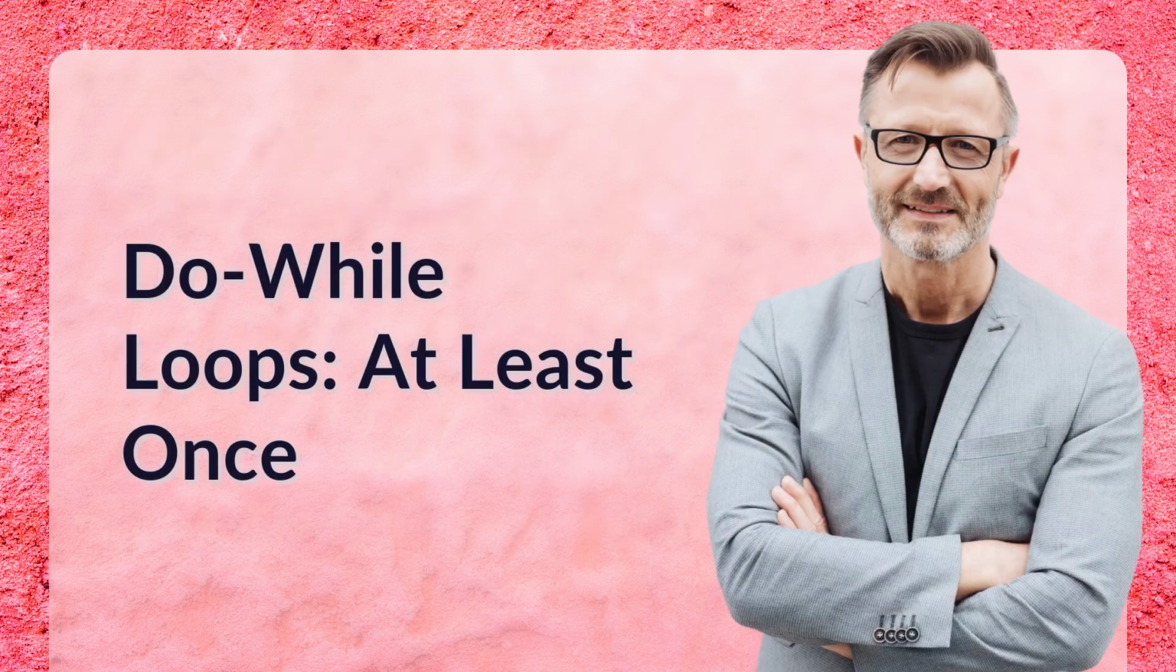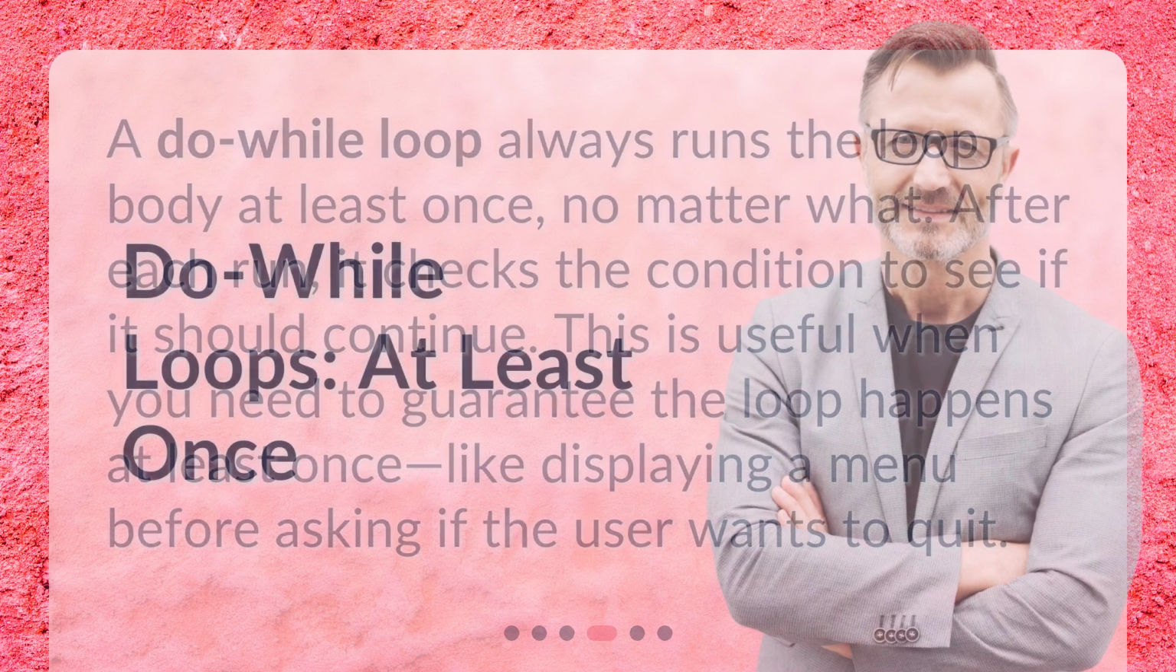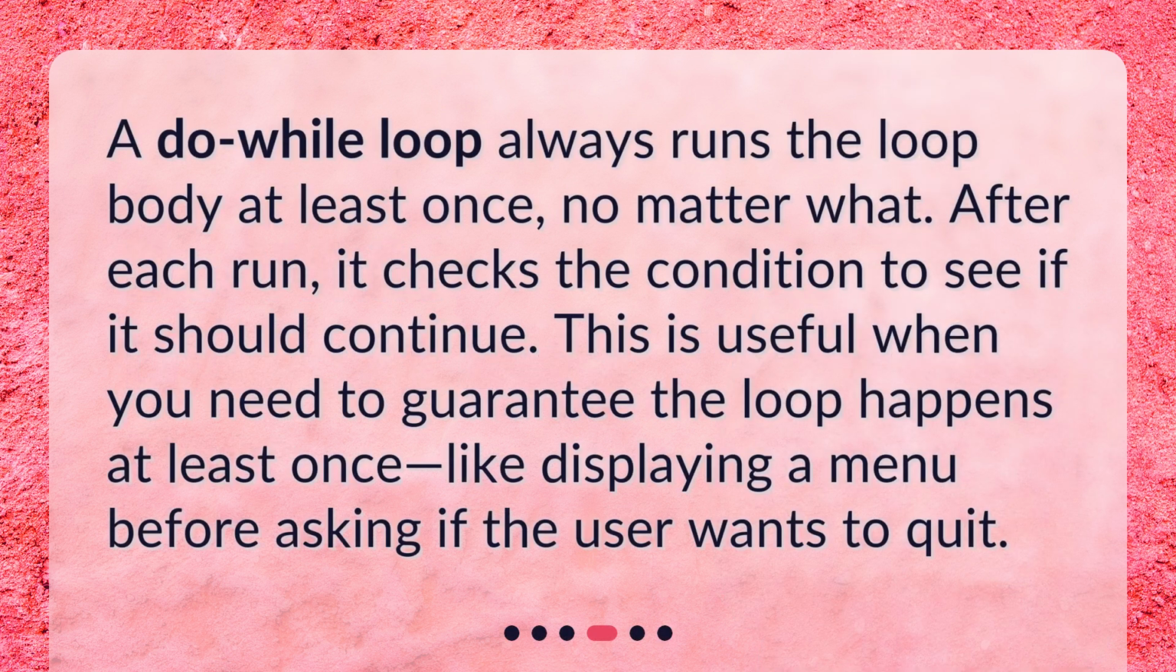Do-while loops, at least once. A do-while loop always runs the loop body at least once, no matter what. After each run, it checks the condition to see if it should continue. This is useful when you need to guarantee the loop happens at least once, like displaying a menu before asking if the user wants to quit.